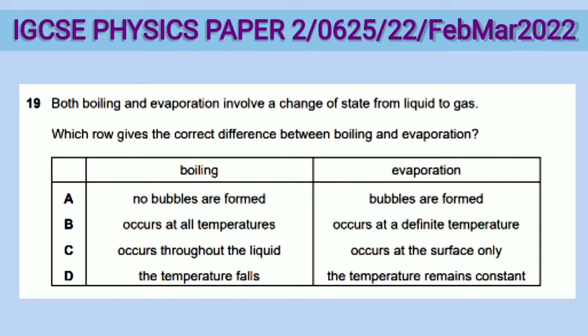Let us check option D also. In boiling, temperature falls. No, it doesn't fall. In evaporation, the temperature remains constant. No, temperature falls during evaporation. So correct answer here is option C. Boiling occurs throughout the liquid. Evaporation occurs at surface only.